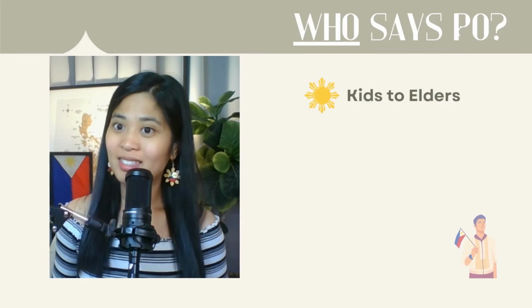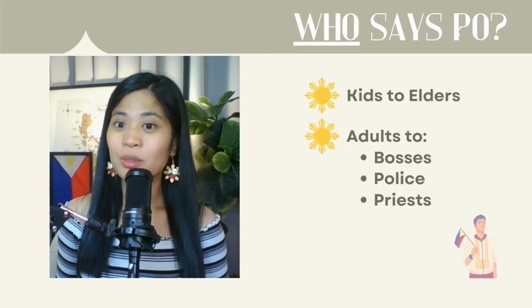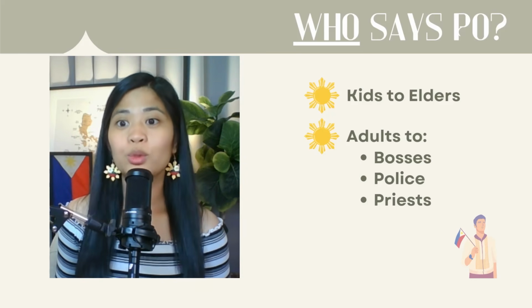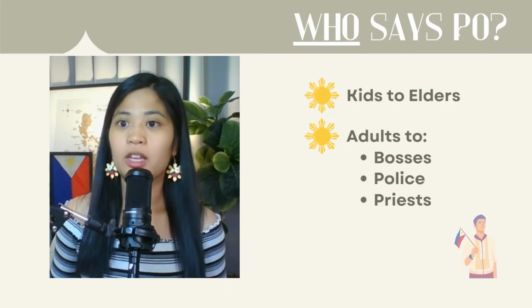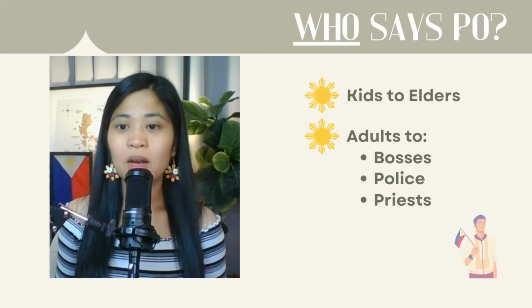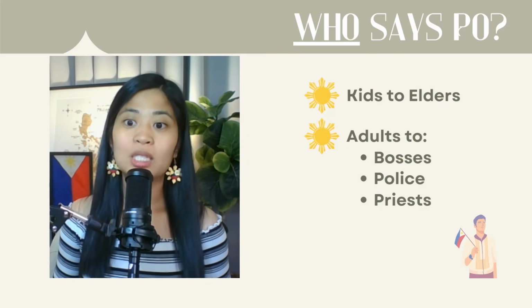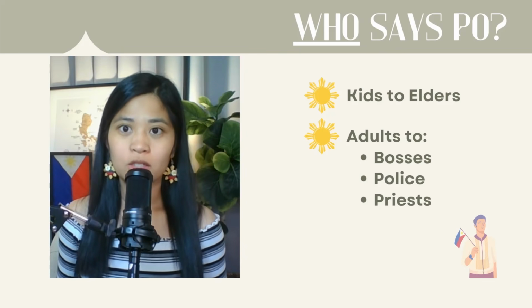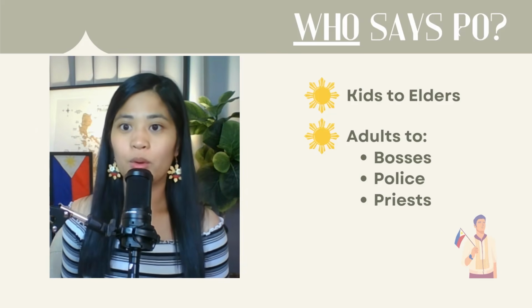So their parents, their aunts and uncles, their grandparents. However, it's important to note that adults also use the word po whenever they are speaking, of course, to their elders, so maybe their grandparents or their parents, but also to anyone in authority, so bosses or police or priests or doctors. So anyone they want to be respectful to, they would say po.